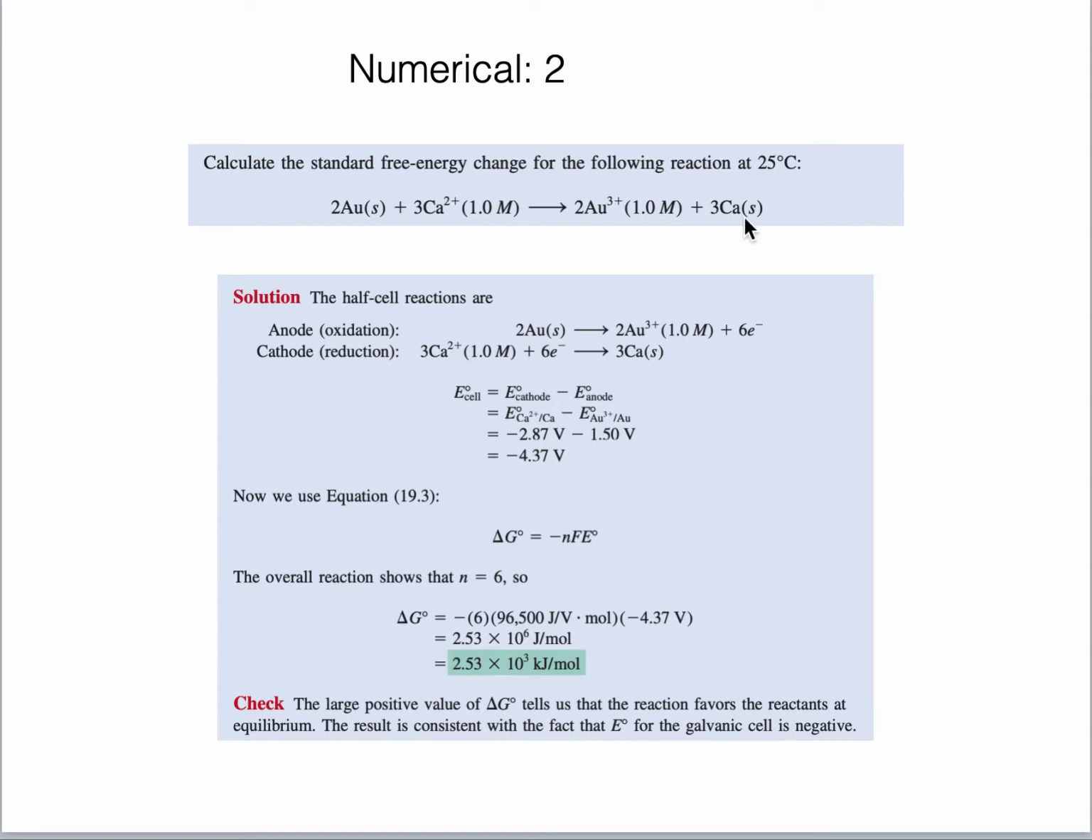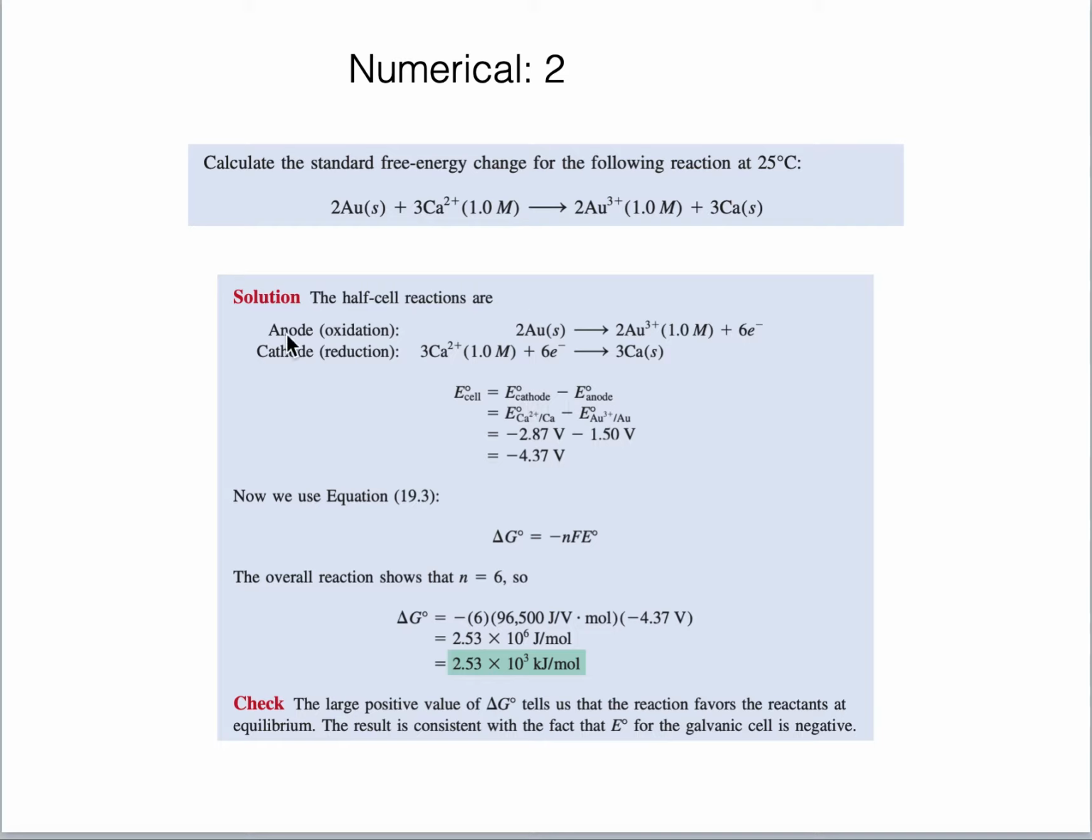You have to look up the formula that relates standard free energy with E. And this is the formula: delta G naught is equal to minus nF E naught. To find delta G naught, you need to know n, F, and E naught. For n, you will first write the anode and cathode half cell reactions. From there, you will figure out what n is. F is Faraday's constant, and E naught we can calculate from this formula: E naught cell is equal to E naught cathode minus E naught anode.